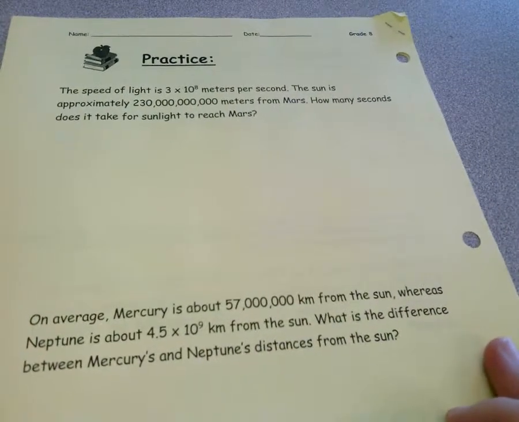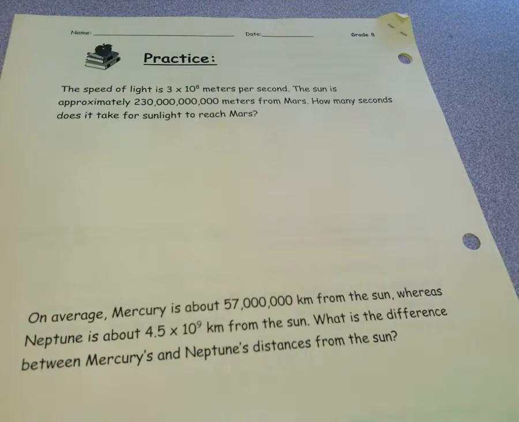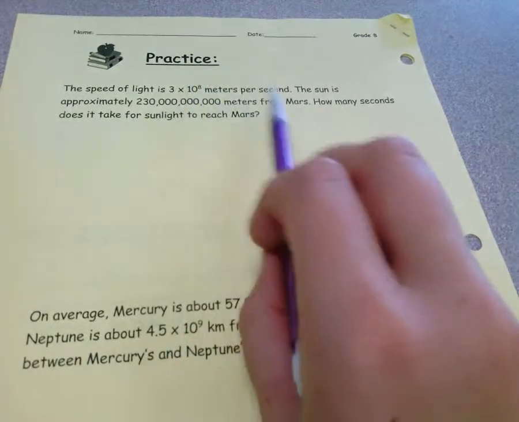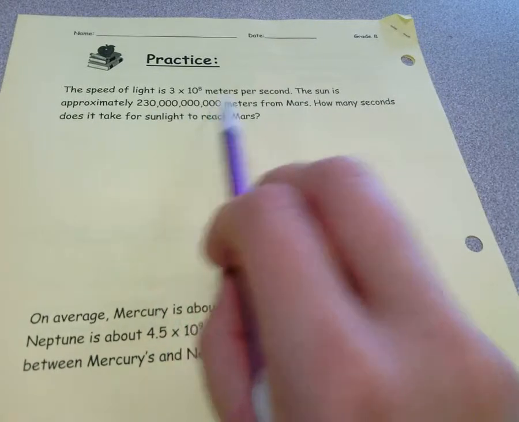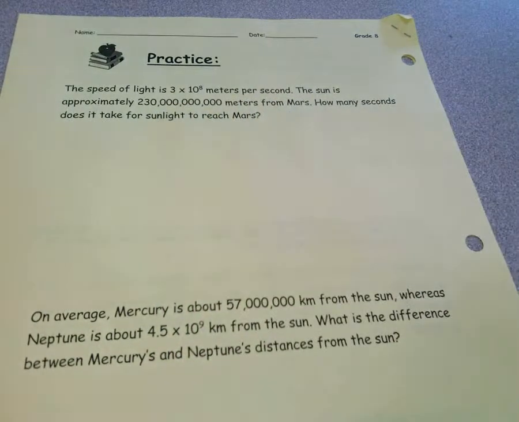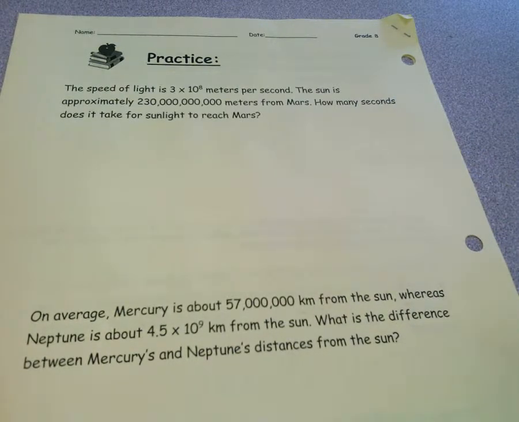So now you're going to work on the practice, and you have these 2 problems that you're going to work on. So make sure that you're careful. The hardest part about word problems is figuring out which operation you're going to use. So the first one has it in meters per second, and the sun is approximately this far away from Mars. How many seconds does it take? Well, meters per second, I want to get rid of my meters. So for this one, look back at one of our examples to help you, okay?